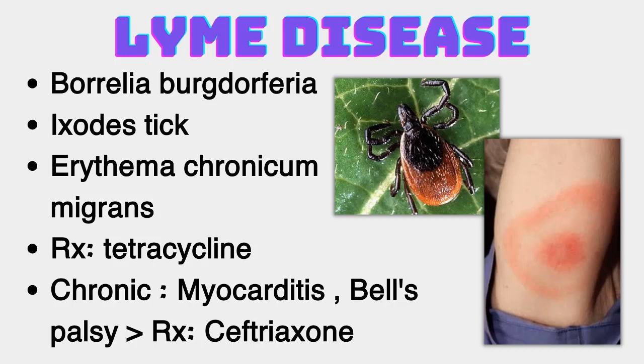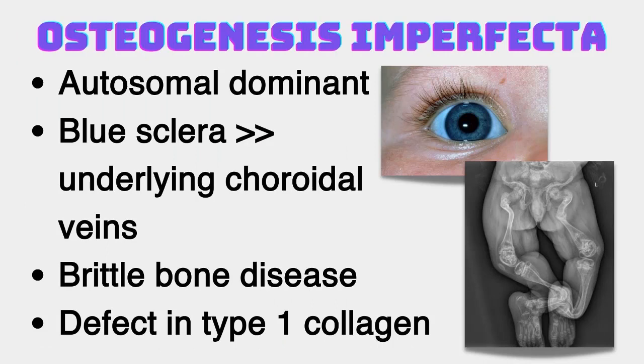If you have chronic disease, you treat them with ceftriaxone. When they have the early form, you treat them with tetracycline. Both have been asked on part one. This exact picture has been on so many boards, but a second-year medical student thinks it's a foreign body in the eye.